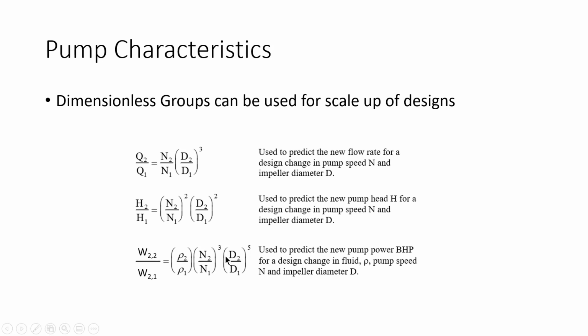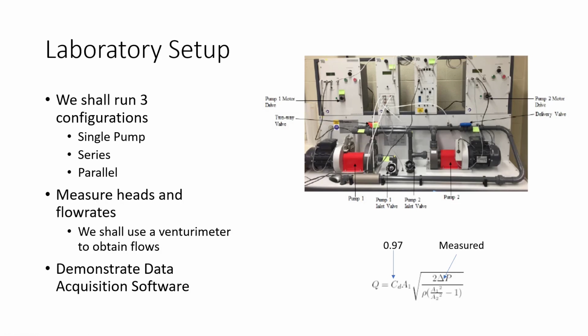So again, small changes in impeller diameter can considerably change the energy or the power that's produced by the pump, as well as the flow rates that are produced by the pump. So pump characteristics help us scale up our designs from laboratory scale to real world scale. So they are extremely useful during design.